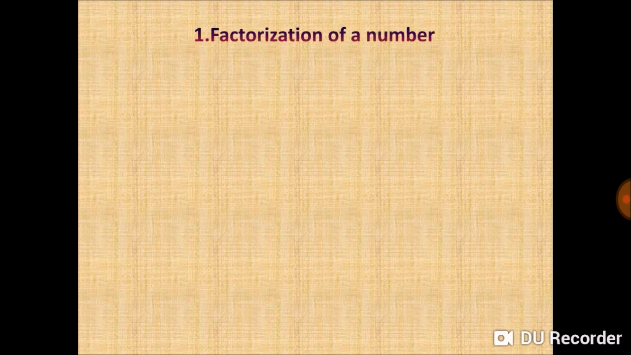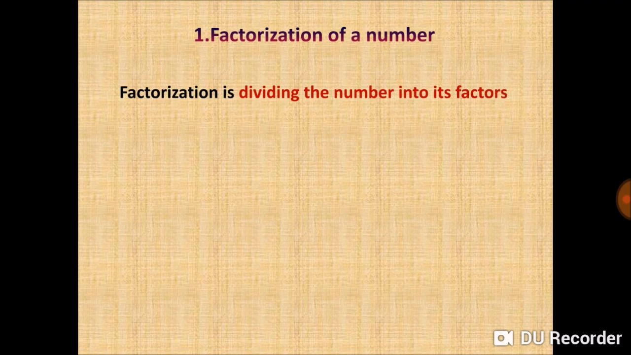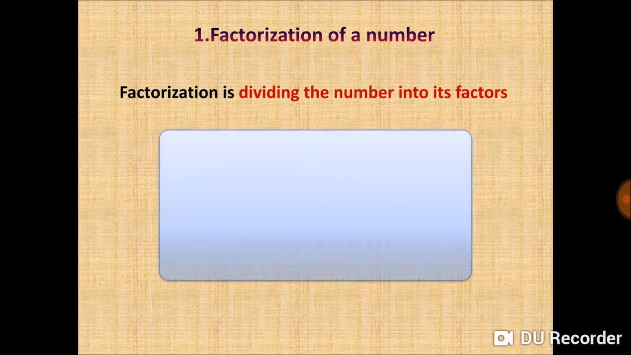Here actually the factorization means dividing the number into its factors. Means we use the multiplication to divide the number into the factors. You can learn with this example. I will take the example of 30. So now we are going to factorize 30. See what are the different ways we can factorize 30.